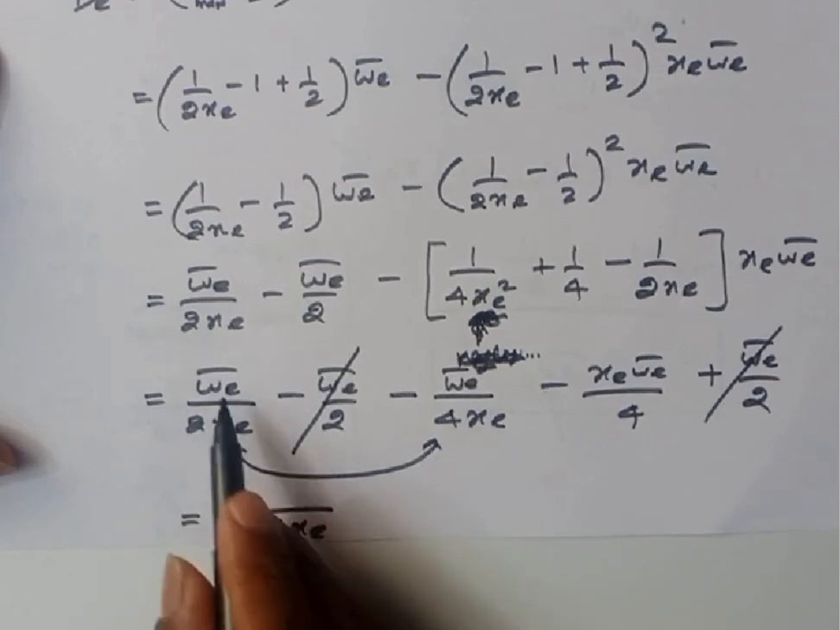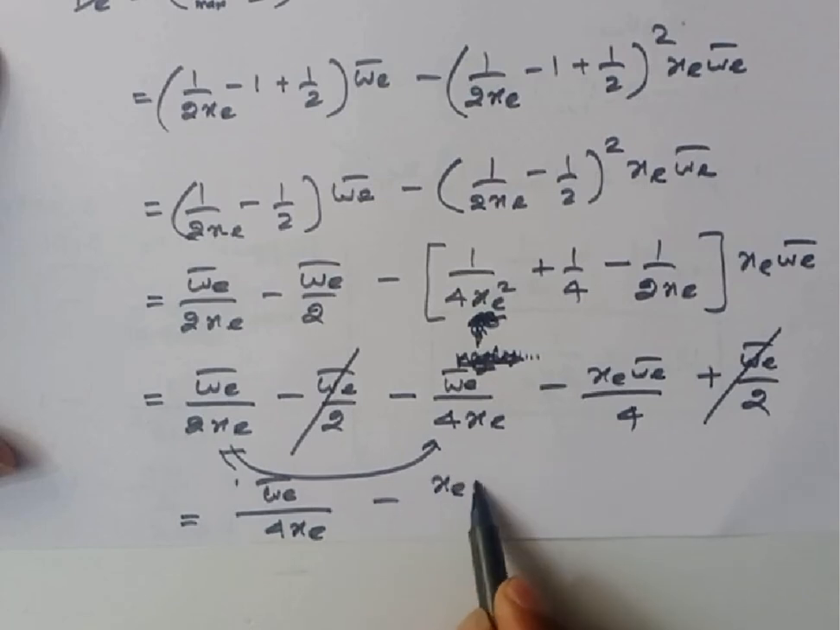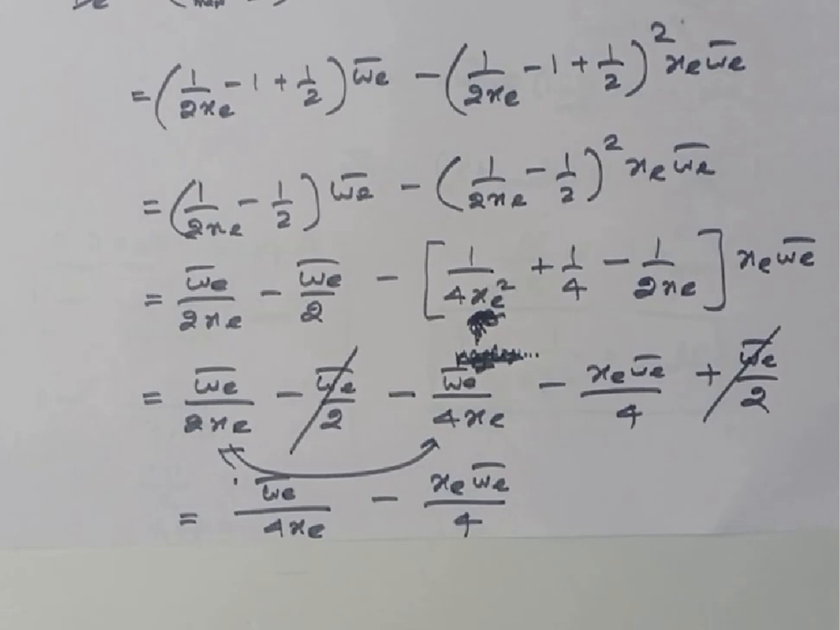So you'll get 2 omega e bar here minus omega e bar. So you'll get omega e bar minus xc omega e bar by 4. Take down. Omega e bar by 4xc minus xc omega e bar by 4. This is what we get. Take down.